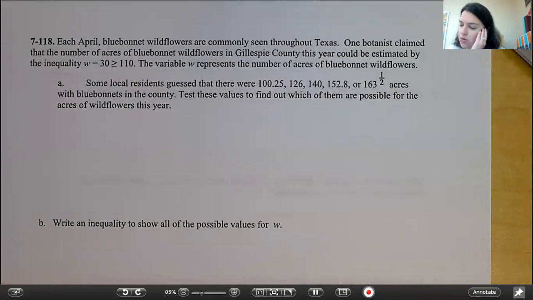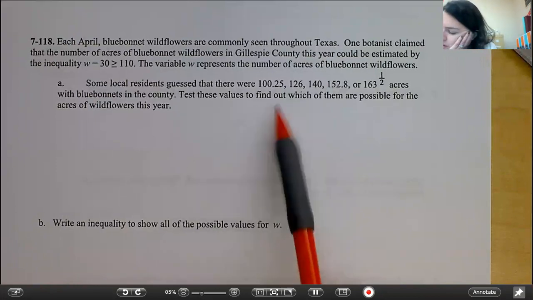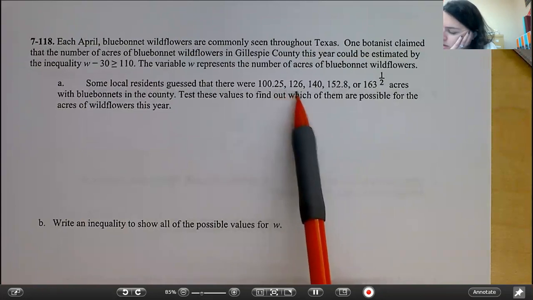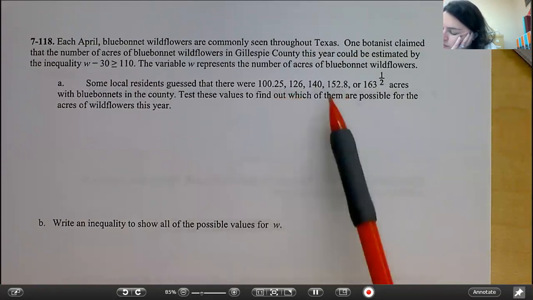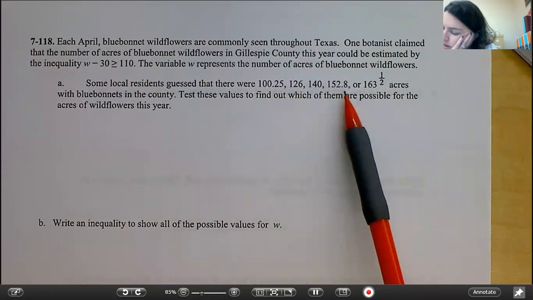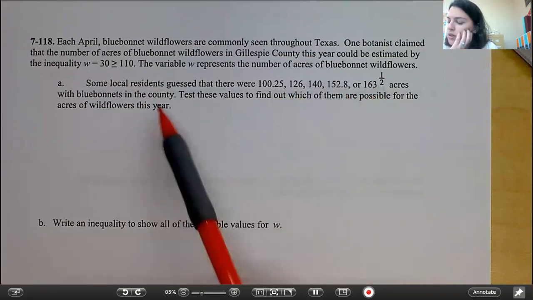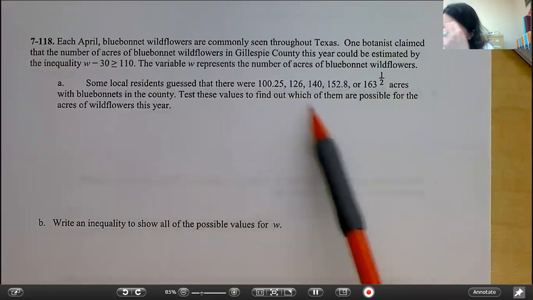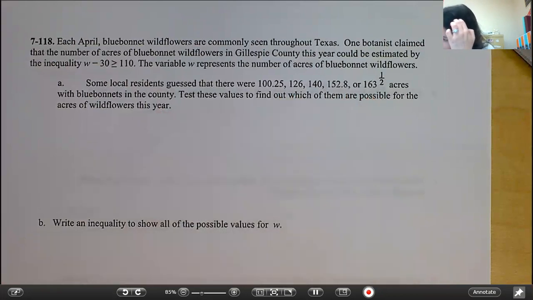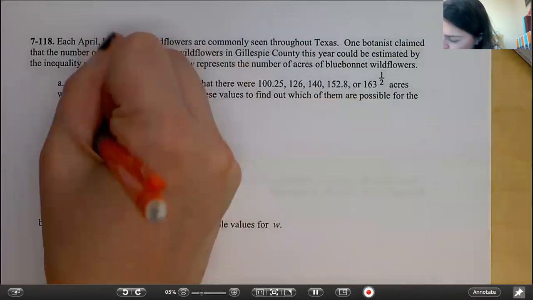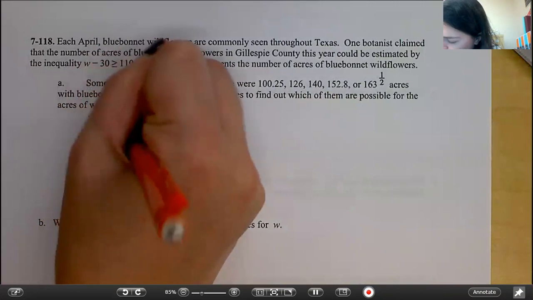The variable W represents the number of acres bluebonnet wildflowers. A. Some local residents guessed that there would be 100 and 25/100, 126, 140, 152 and 8/10, or 163.5 acres with bluebonnets in the county. Test these values to find out which of them are possible for the acres of wildflowers this year. So we're going to check it out. I'm going to do the first one with you.